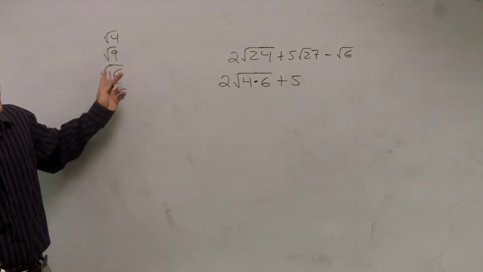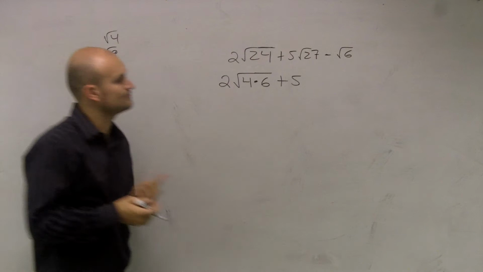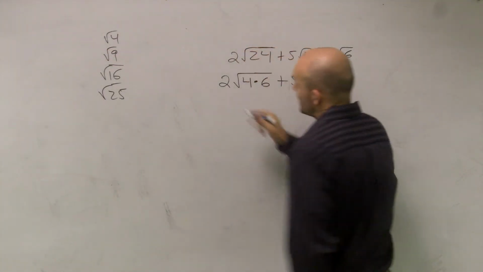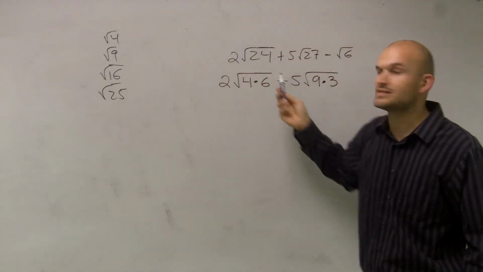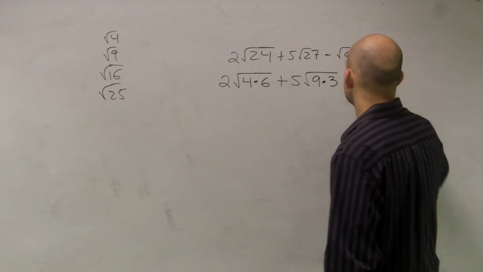What's the largest square number I could use as a product for 27? 9 times 3, because 9 is a square number, right? 25, 16, or 4, none of those go into 27. Minus radical 6. All right?